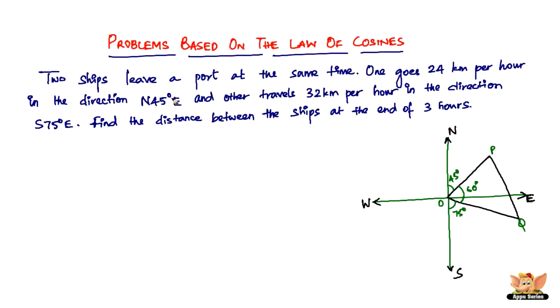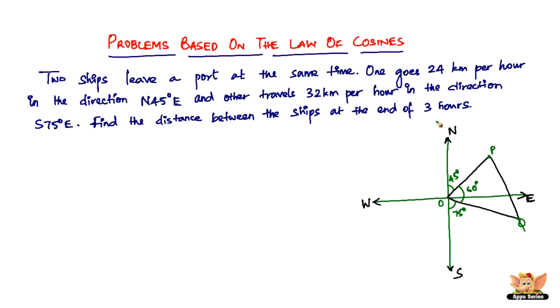North 45 degrees east means northeast, so it will be in the first quadrant. And south 75 degrees east means the fourth quadrant, so it will be here in the fourth quadrant. What we have to find is the distance between the ships at the end of 3 hours. So let the positions of the ships be P and Q respectively. So we need to find the distance PQ, that is at the end of 3 hours.